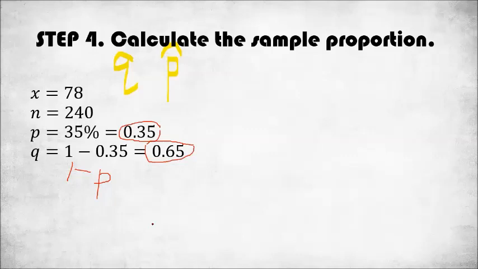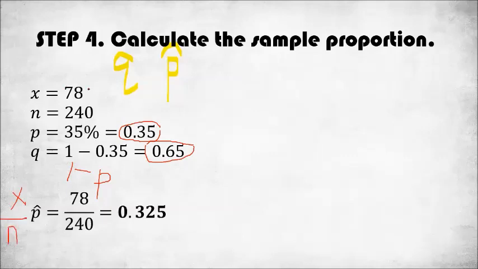Next is P hat. That is X over N. Para malaman natin ang percentage ng 78 people na nagsabi na pagmamay-ari nila ang kanilang bahay. Okay, so 78 divided by 240, that is 0.325. Ito yung P hat natin. And we are going to use P hat mamaya para malaman natin yung ating decision.